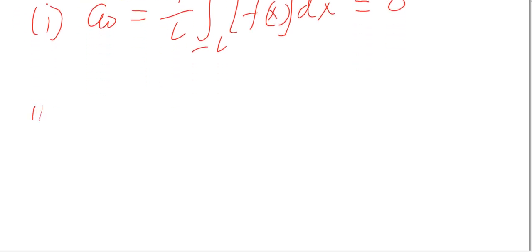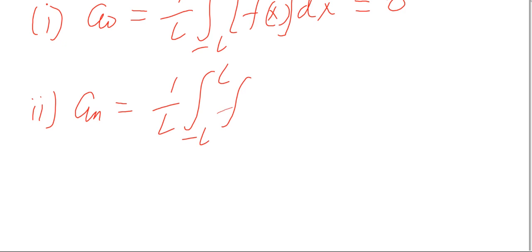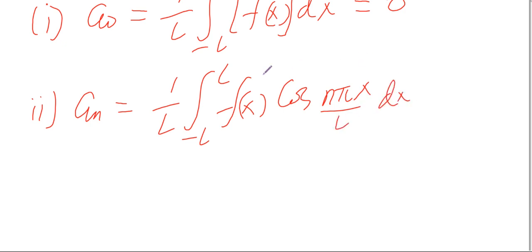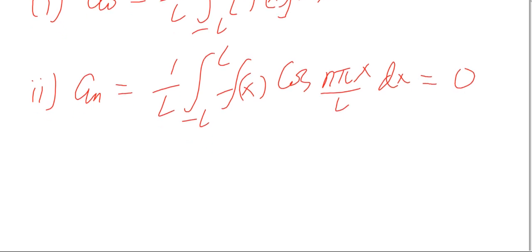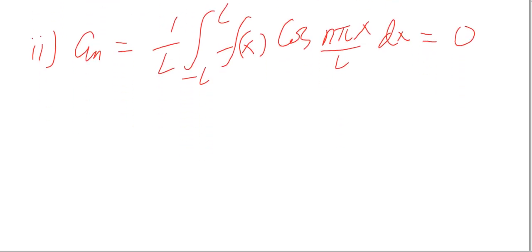When we write number 2, an, which is equal to 1 over L integral from minus L to L, f of x cosine of n pi x over L dx, we see that the function f of x is odd. The cosine function is even. So the product of an odd and even function will give us an odd function. Integration of an odd function will give us 0. So a naught and an are both 0.